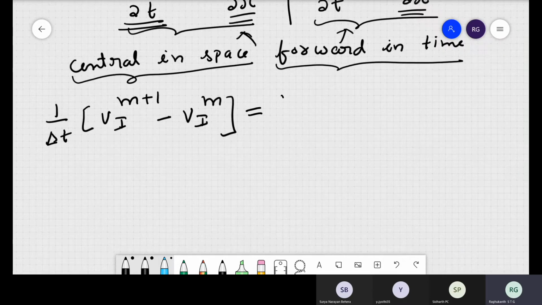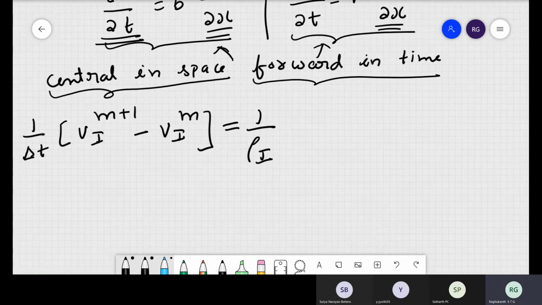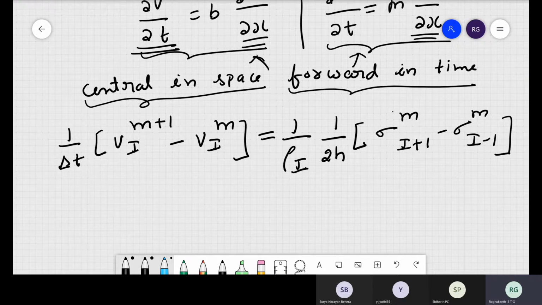Now on the right hand side, you can write 1 by rho_i. 1 by rho is nothing but b itself, that is the buoyancy, or reciprocal of density. Now I am using a central difference for sigma, that is sigma_(i+1) minus sigma_(i-1). So this is our expression: forward in time, central in space.